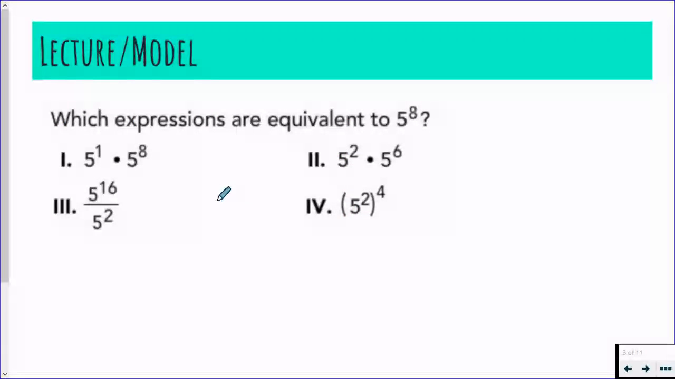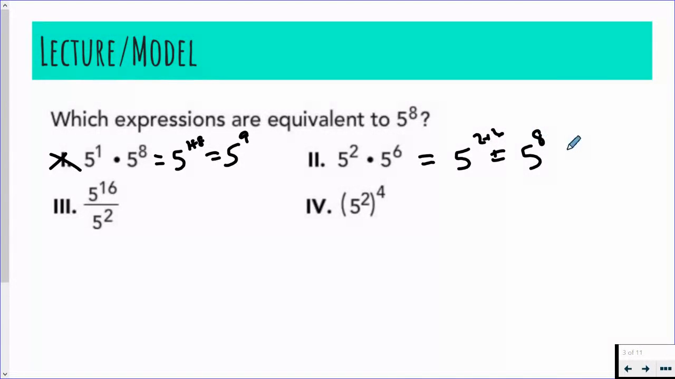All right, which expressions are equivalent to 5 to the 8th? All right, so if I have 5 to the 1st times 5 to the 8th, if I'm multiplying, I'm going to be adding the exponents, which would be 5 to the 9th, which is not the same as 5 to the 8th. Now let's look at number 2. Again, my product rule, I'm going to add the exponents. 5 to the 2 plus 6 does equal 5 to the 8th, so number 2 checks.